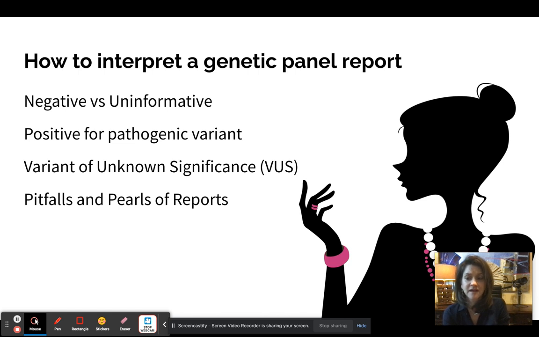Only pathogenic and likely pathogenic variants. You can also have a negative report, which we spoke about earlier.